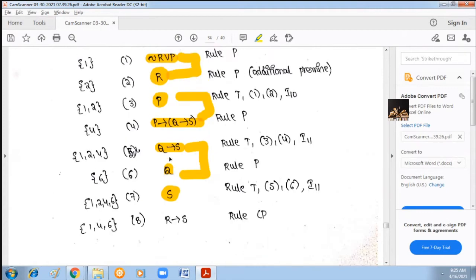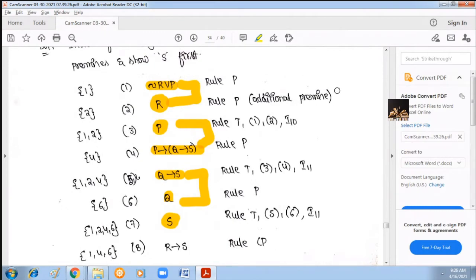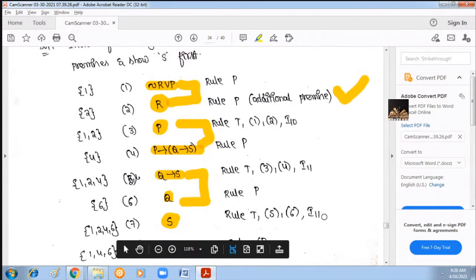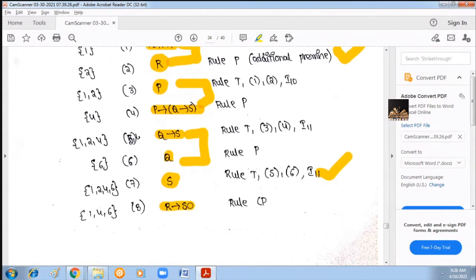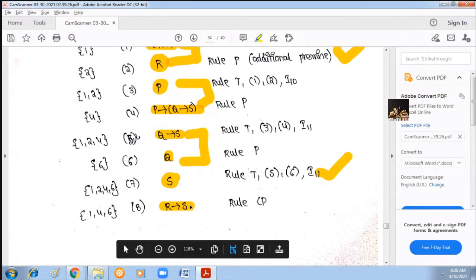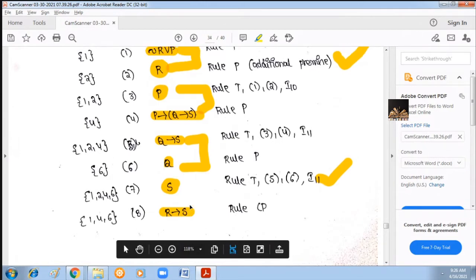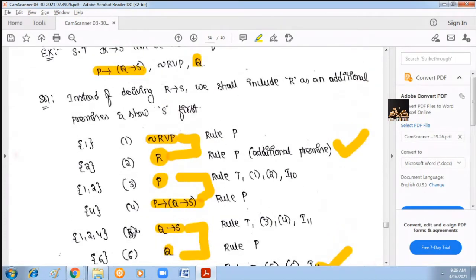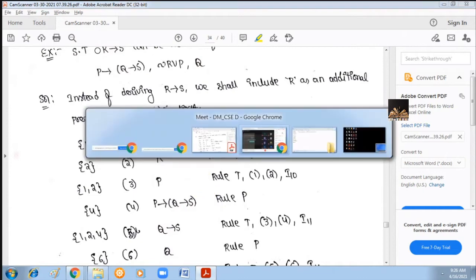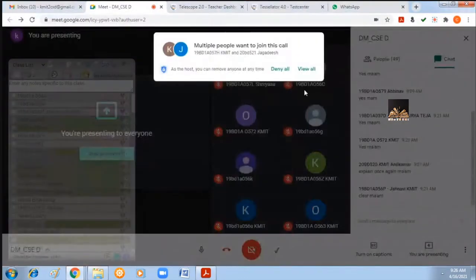Now from the given set of premises and R, you are able to prove S. Therefore, according to rule CP, you can say that R tends to S is also derived from the same set of premises. That is your conclusion. So you can say that the conclusion is a valid conclusion. Now is it clear?